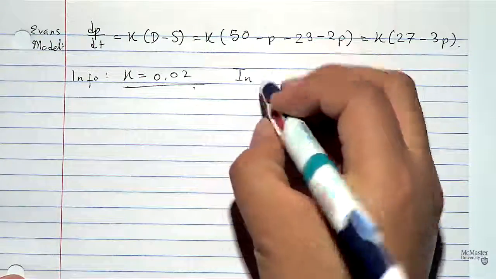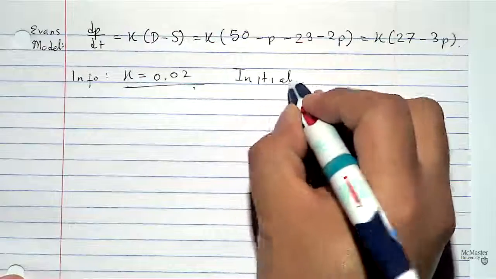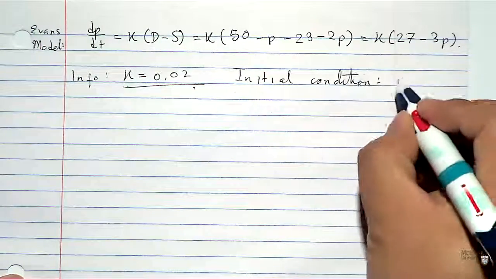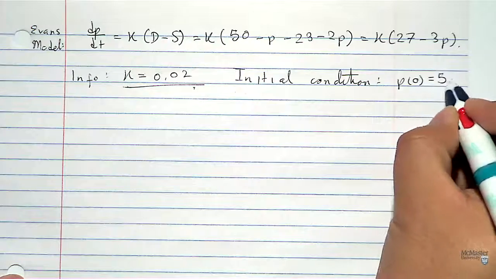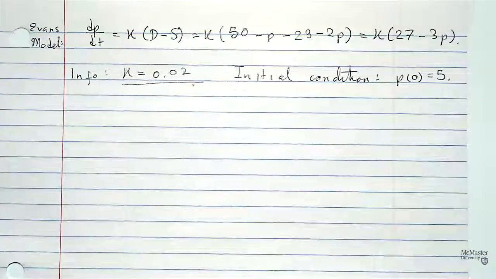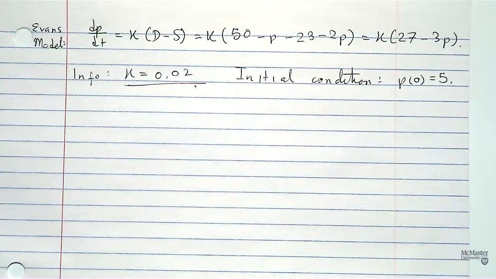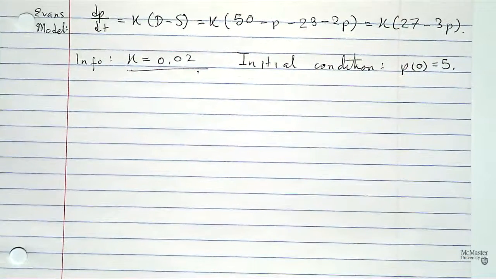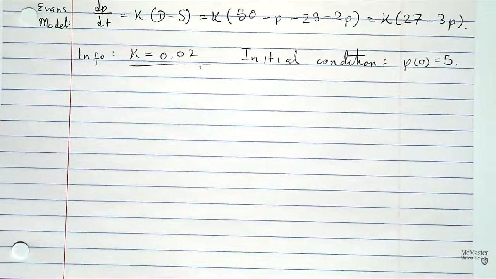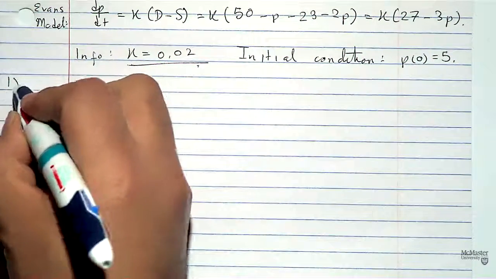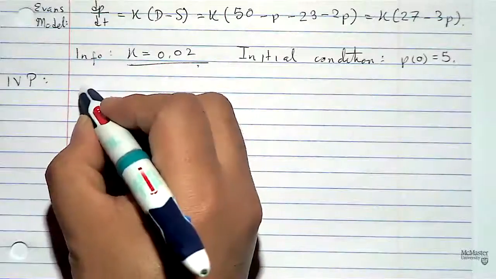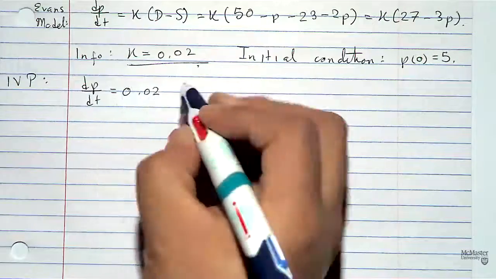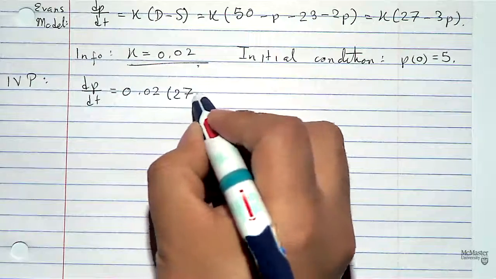And if you also notice information of the problem, you will see that the initial condition is at the time 0, the price at the initial time is 5. So, yeah, the initial price is $5 per unit. Now we do have mostly all the information, because for the initial value problem, or IVP, I need the DFQ, which we already solved. We just have to plug in 0.02 times 27 minus 3p.